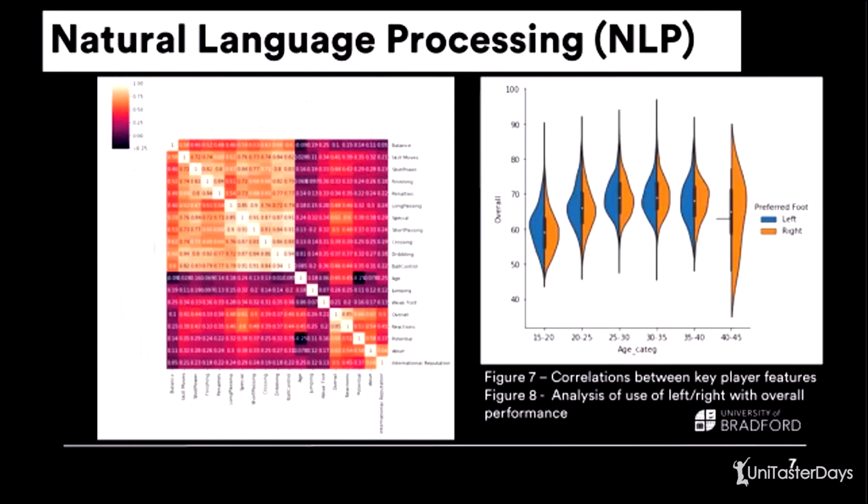And the second image that we have is that in the range of 30 to 35, our players are performing so much better. And as you can see with the overall, players who play with their left foot have got relatively higher overall performance scores. And what's also interesting is the category of 40 to 45. These players predominantly have used their right foot.